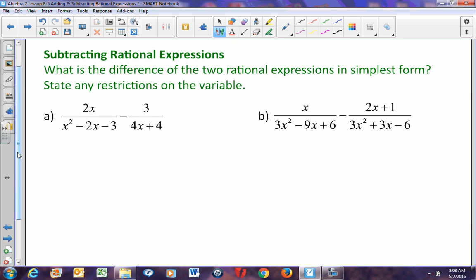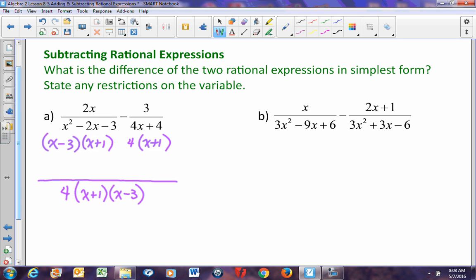All right, in this first expression, 2x over x squared minus 2x minus 3 minus 3 over 4x plus 4. Again, factor it. So this will factor to x minus 3 times x plus 1. This one will factor to 4 parentheses x plus 1. So my common denominator is going to be 4 times x plus 1 times x minus 3. In the first expression, we have the x minus 3 and the x plus 1. We're missing the 4, so I have 2x times 4.